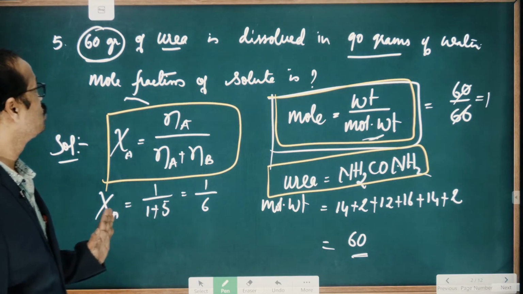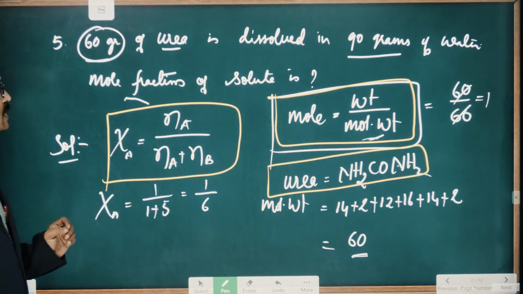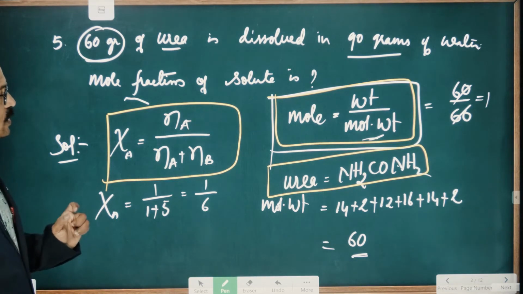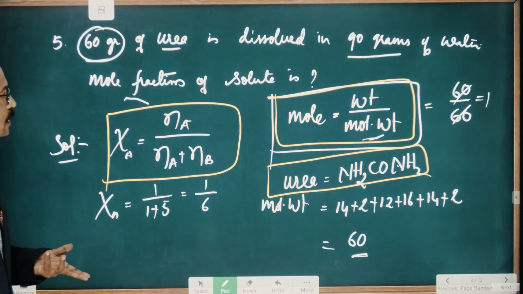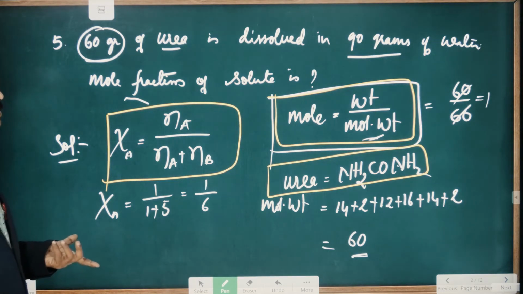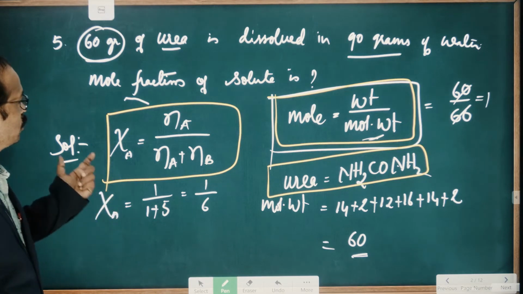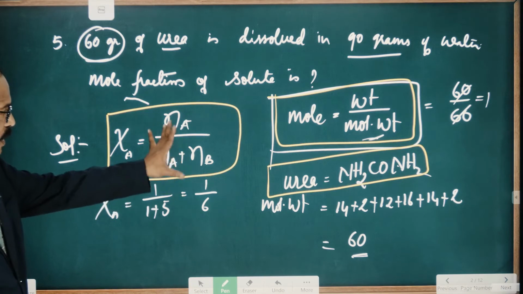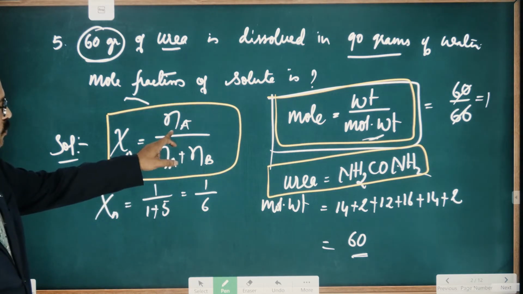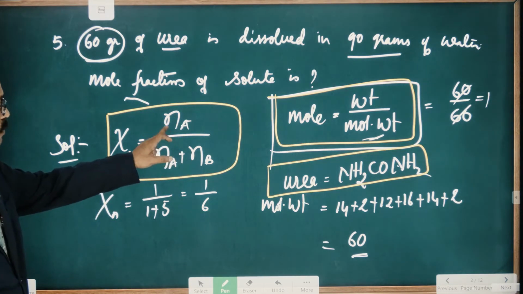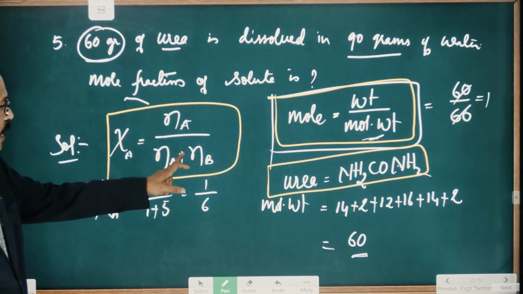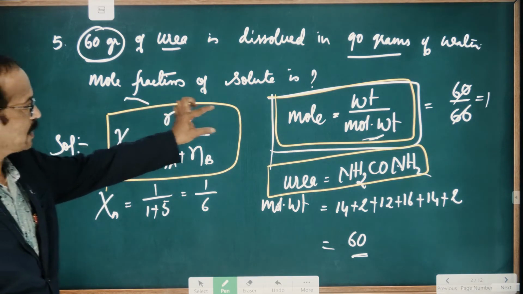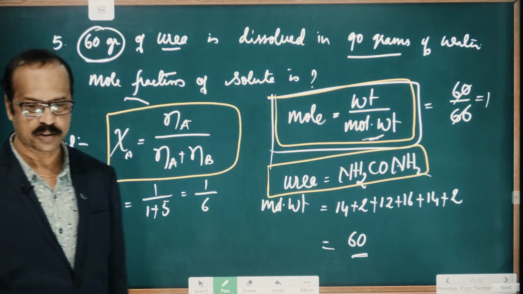So see now, what is the question? 60 grams of urea is dissolved in 90 grams of water. Mole fraction of solute we want, right? For the mole fraction formula, number of moles of solute by number of moles of solution, Na by Na plus Nb. Na is the number of moles of solute, that means urea, and Nb is the number of moles of water. So it can be calculated using this formula. So in this way, right?